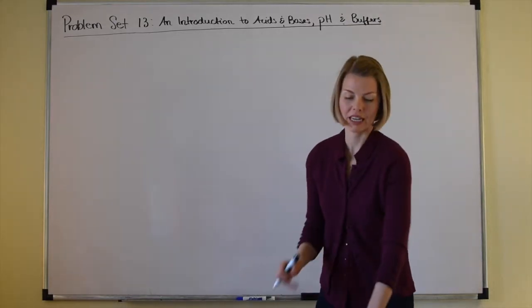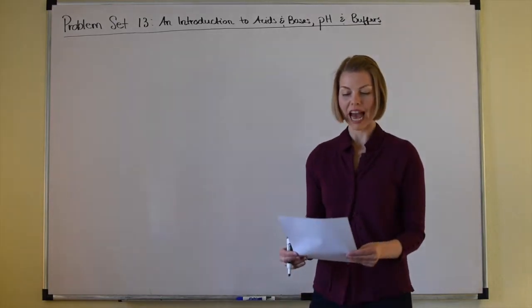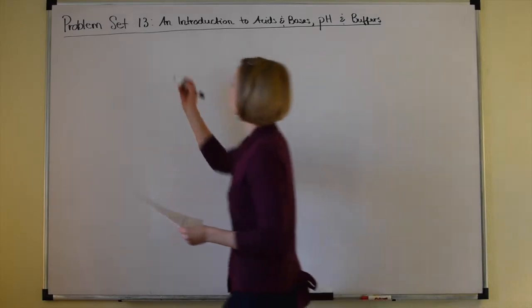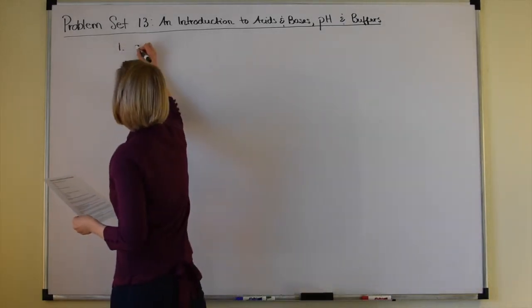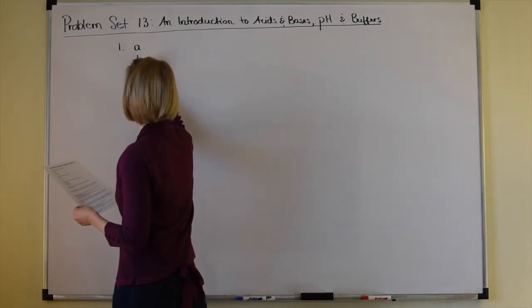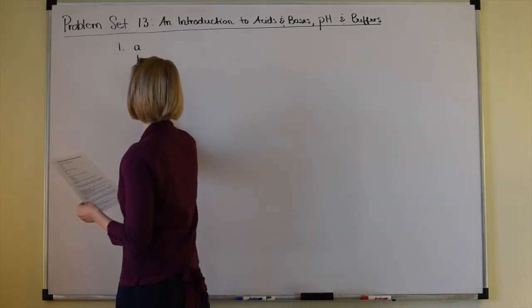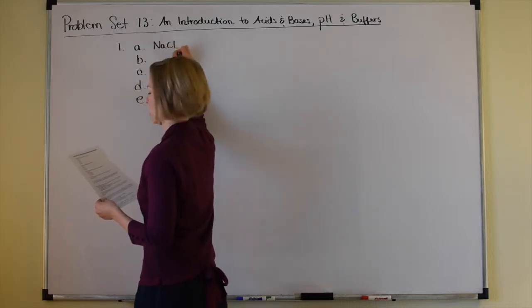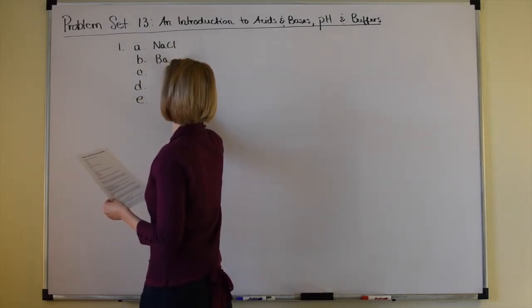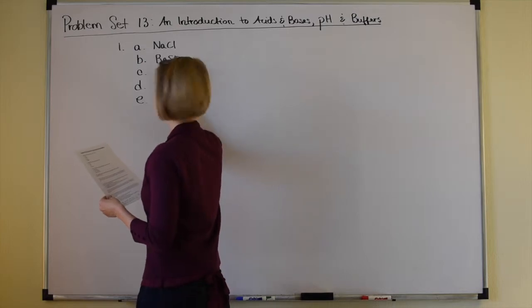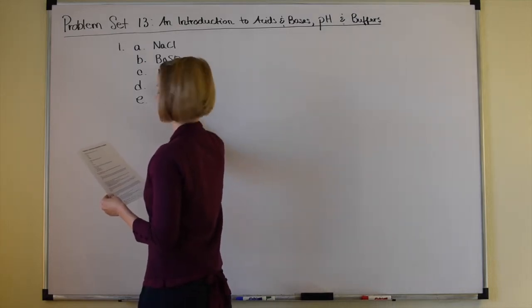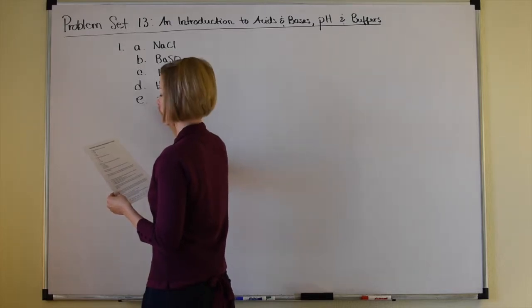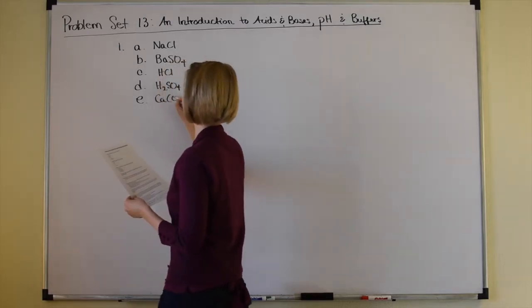Number 1. Classify the following as a salt, an acid, or a base. So I'm going to go ahead and copy down number 1, A through E. A is sodium chloride, B is barium sulfate, C is hydrochloric acid, D is sulfuric acid, and E is calcium hydroxide.